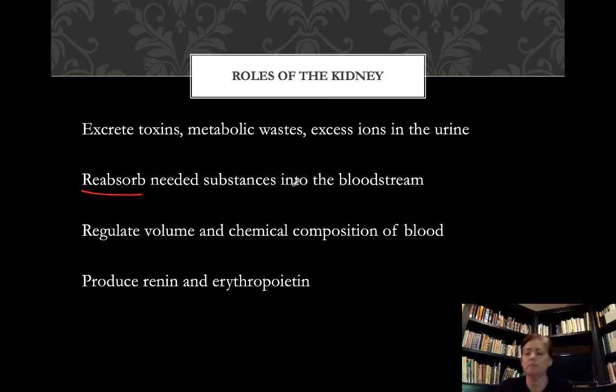The kidneys also play a large role in the regulation of the volume and chemical composition of the blood. One of the things that we had talked about before was how blood volume and urine volume are inversely related. If we have increased urine volume, we are ultimately going to end up losing a lot of volume through our urine, and so that's going to end up decreasing our blood volume.